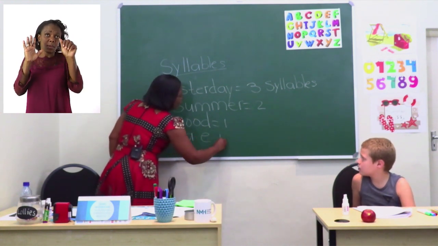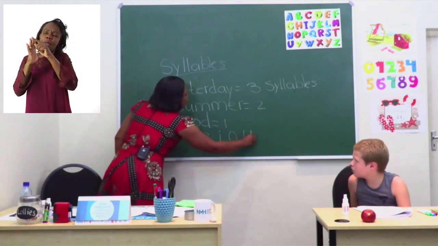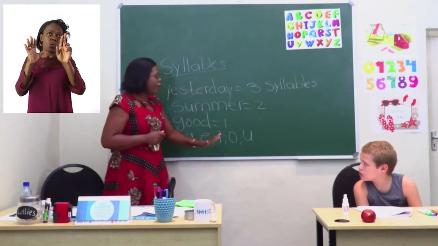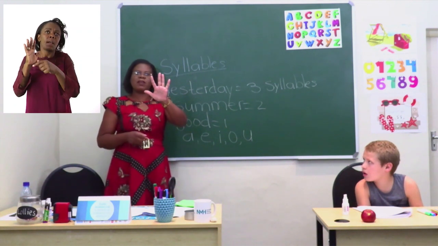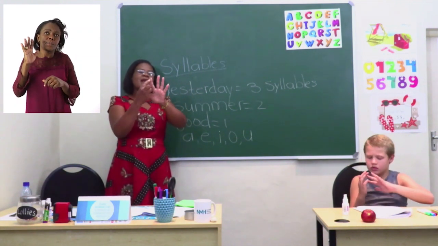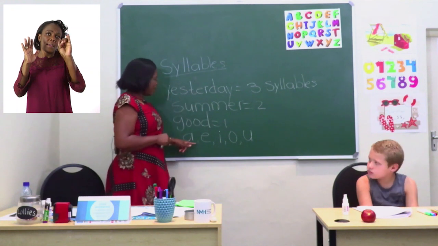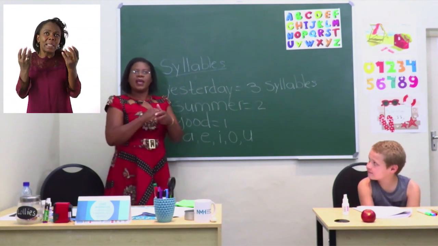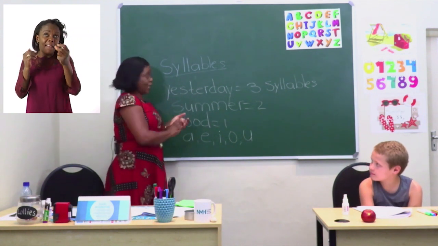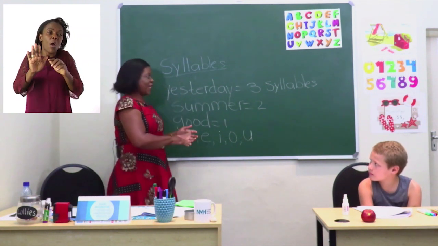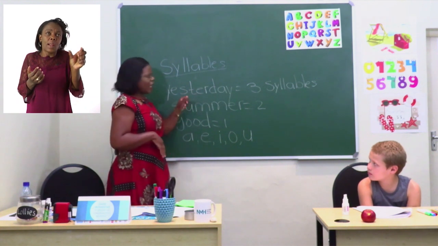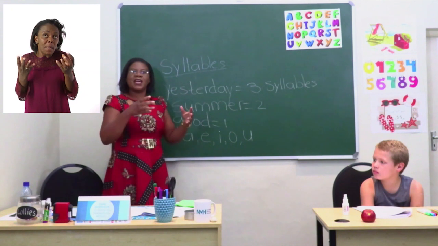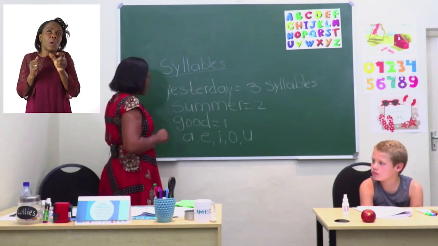A, E, I, O, and U. These are my 5 vowels on my fingers. I can use my fingers. A, E, I, O, U. The number of vowels will determine how many syllables are in a word. So you don't need to be clapping all the time. You can just check how many vowels are in that word. Then that will determine how many syllables are in a word.